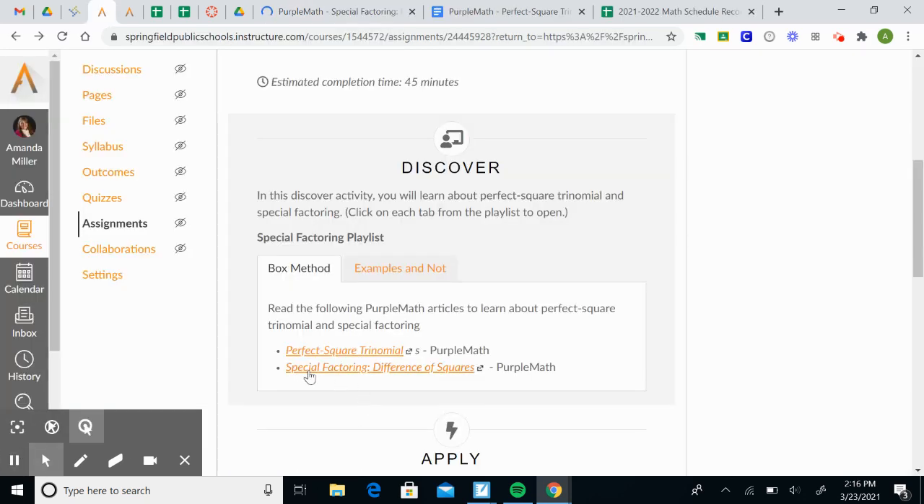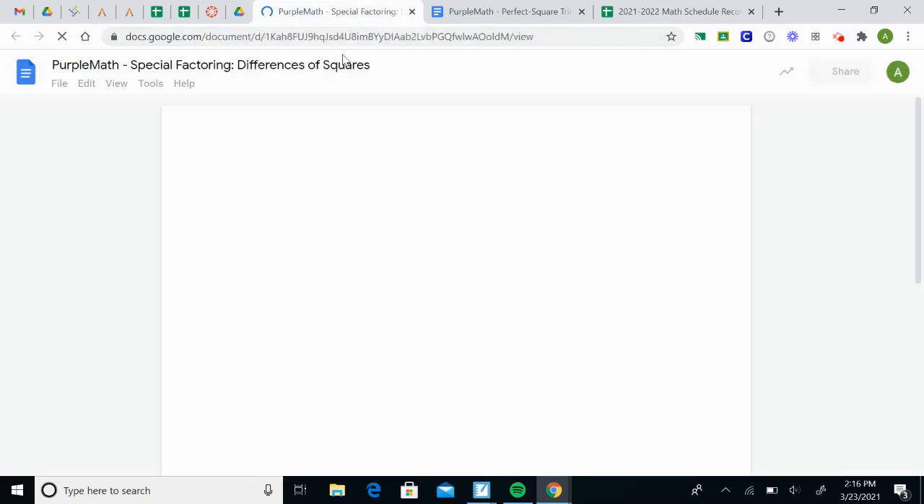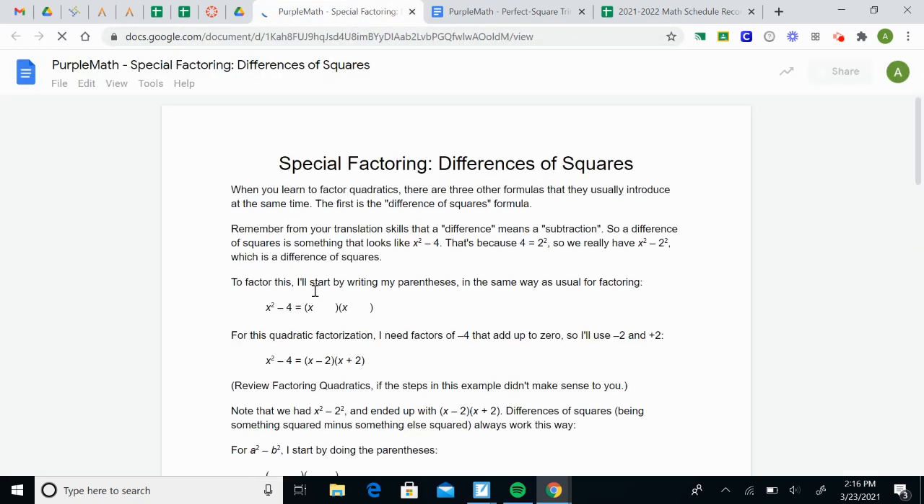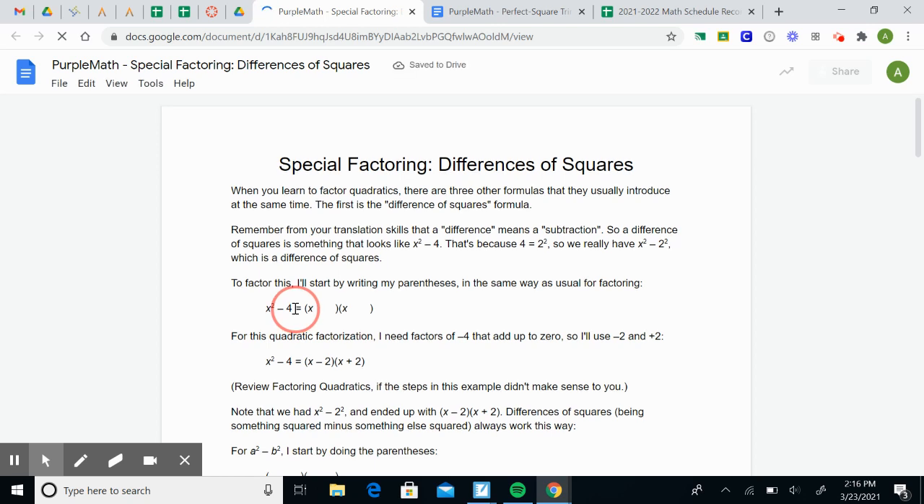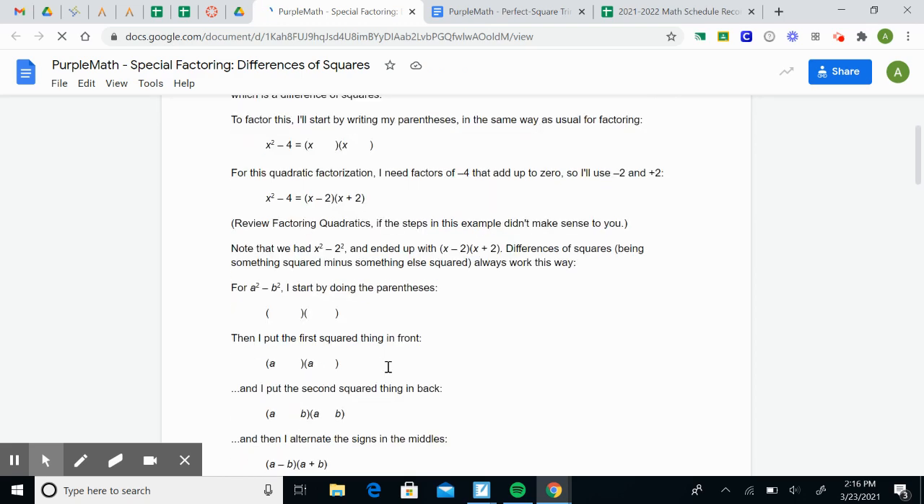Now we also have the special factoring, differences of squares. This is a little bit different because this is when I have x squared minus another square. So notice that 4 is a perfect square. What two numbers multiplied together give me 4? 2 and 2. So I can break it down to x minus 2 times x plus 2. And that's how it'll be every single time I have a difference of squares.